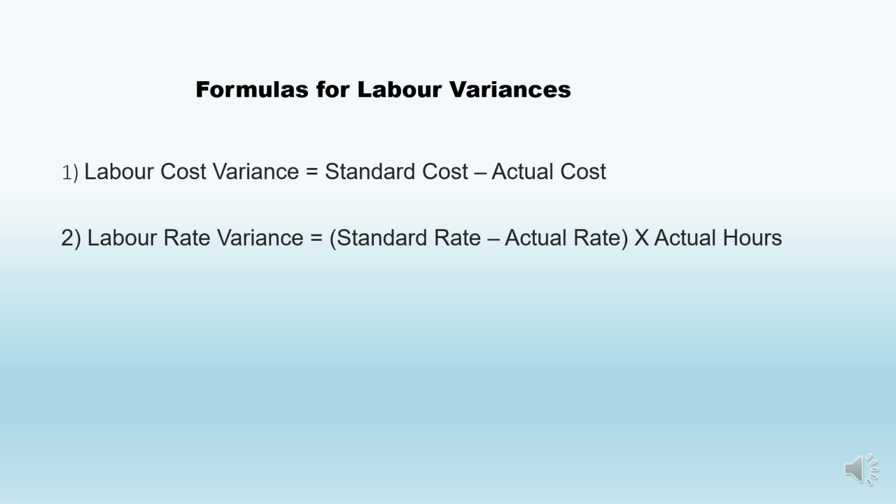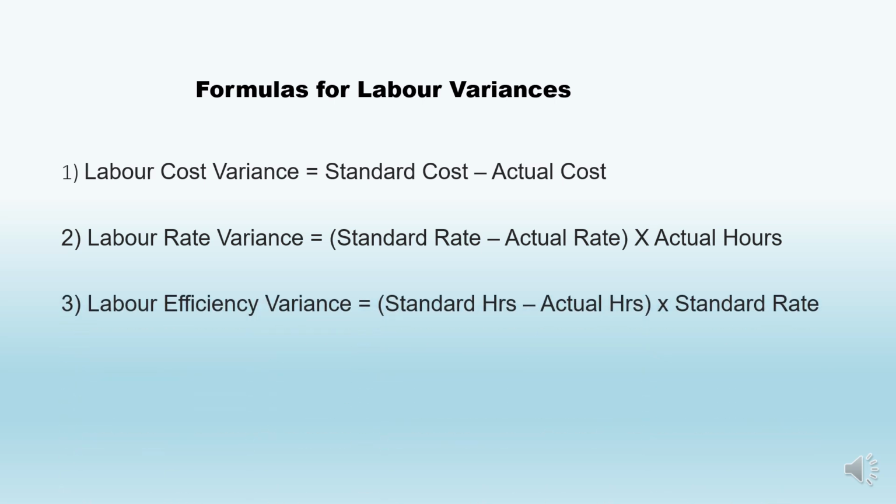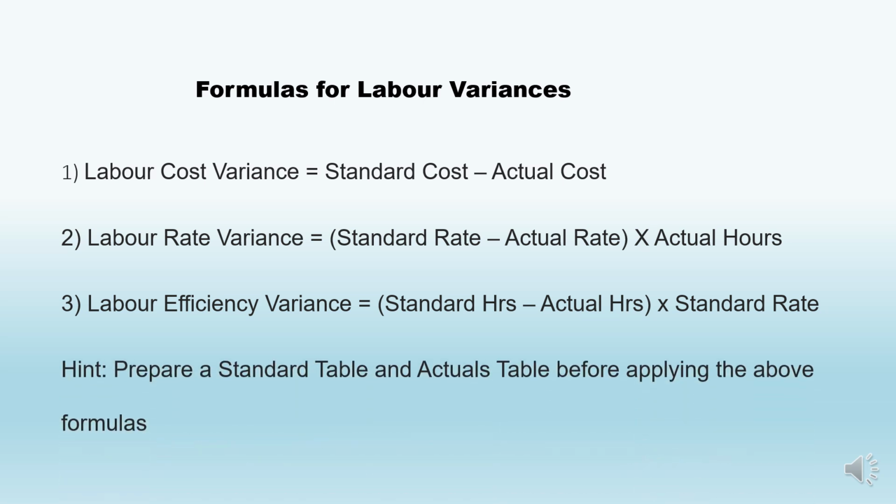Cost is standard minus actual. Rate is standard minus actual, into actual hours. Let me pause here: when I talk about rate, I am talking about per hour rate, per day rate, or per month rate, depending on what data is given in the question. Here it's not per unit rate. Be careful: if per unit rate is given, you have to calculate per hour rate and then use it in the table. That is a word of caution from me. And for efficiency, it is standard hours minus actual hours multiplied by standard rate. As usual, like we saw in the material table, you need to prepare standard and actual. Let us see.